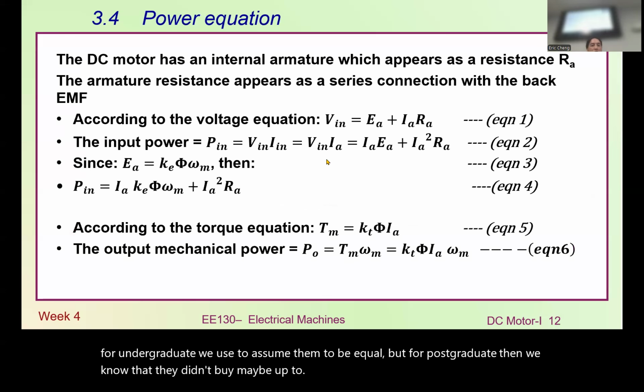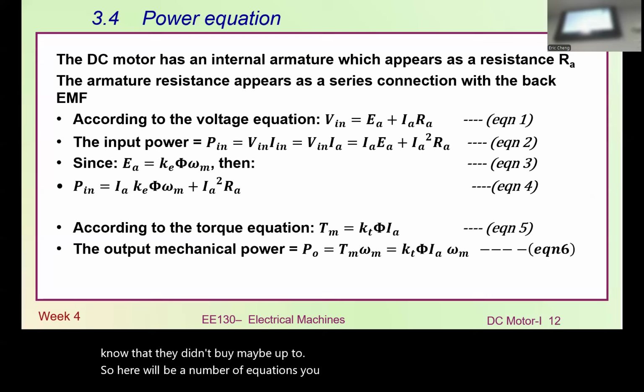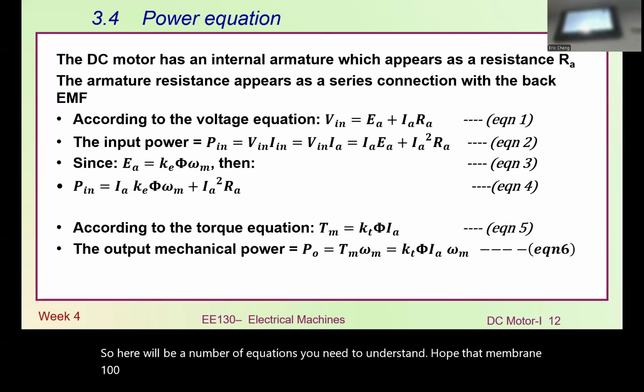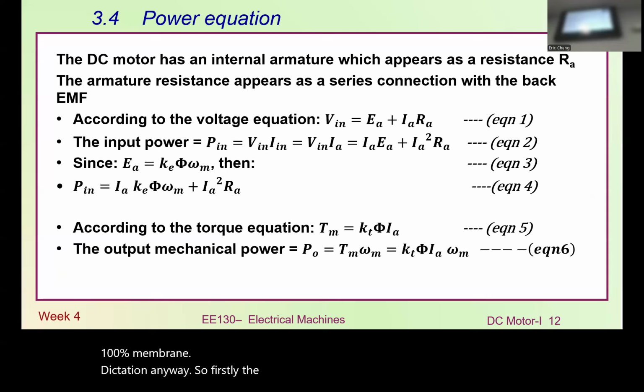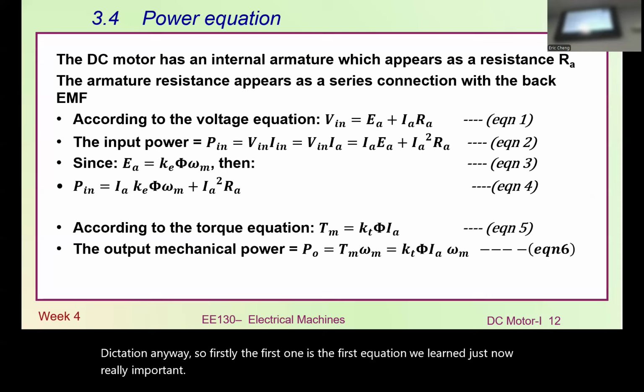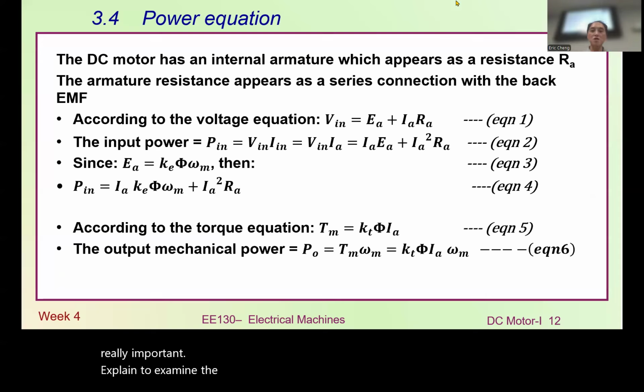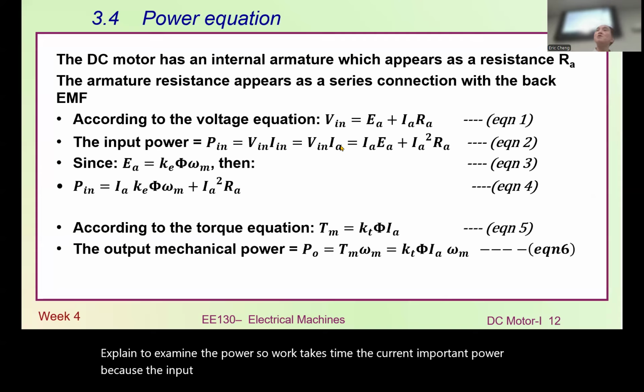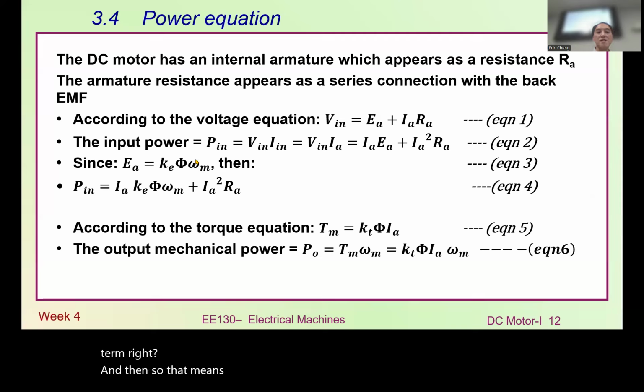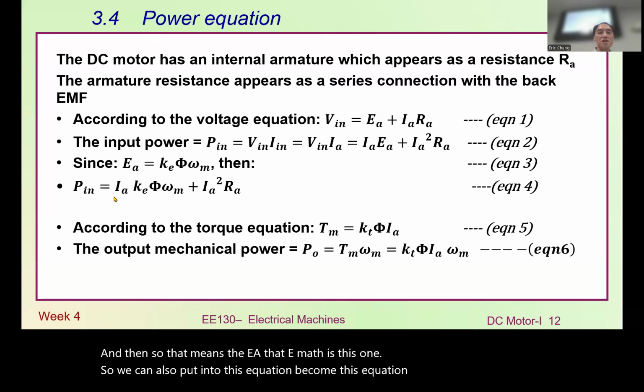So here are a number of equations you need to understand. Remember that, 100% remember that. Next equation. The first equation we learned just now is really important. And then, since you have the voltage equation, the next thing to examine is the power. So voltage times the input current is power, because the input current is the same as the armature current. So putting I here becomes this term, right? And that means the EA back EMF is this one. So we can also put it into this equation, and it becomes this equation now. So that's the input power.